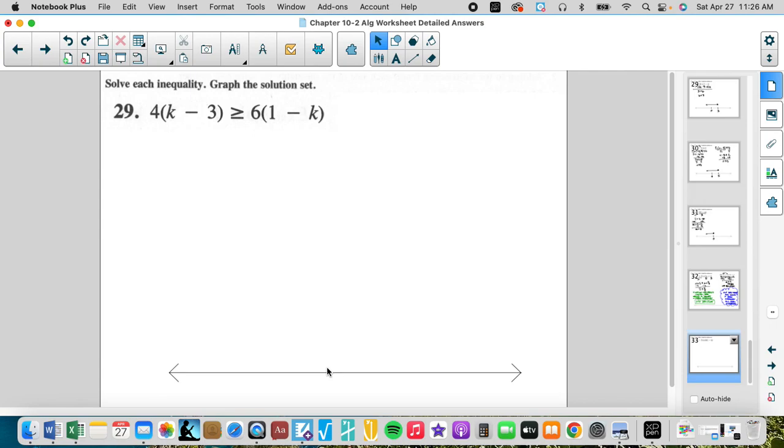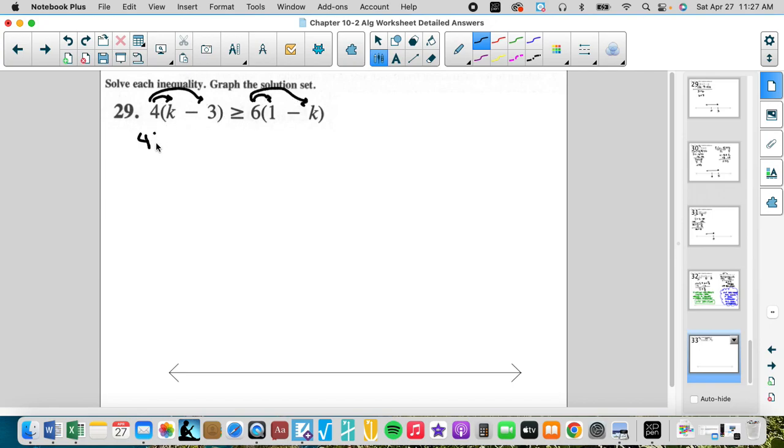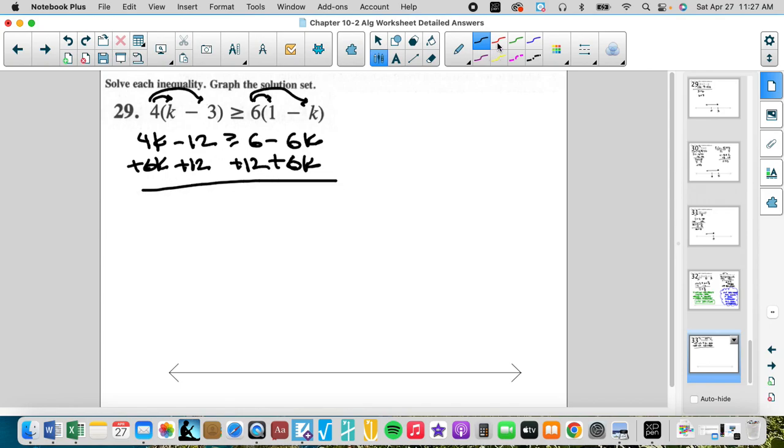Let's look at this one. So I wouldn't divide by 4. I would distribute both. So this is one of those situations where it's actually not more efficient to move the constant. So we get 4k minus 12. 4 times k is 4k. 4 times negative 3 is negative 12. It's greater than or equal to 6 minus 6k. 6 times 1 is 6. 6 times negative k is negative 6k. Let's move the variables. Let's move the constants to the other side. We're canceling the constants on the left. We're canceling the variables on the right. That leaves us with 10k is greater than or equal to 18.